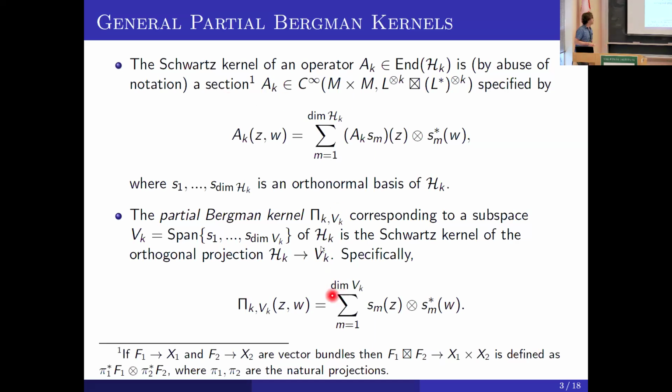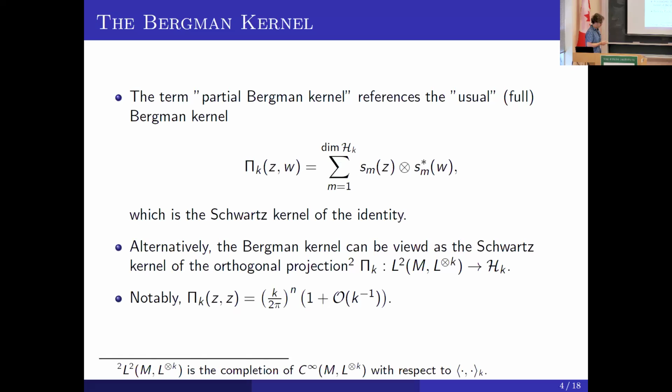And the partial Bergman kernel is just a Schwarz kernel of projection onto a subspace of holomorphic sections. This is a very general definition of a partial Bergman kernel, and so probably it's not very useful in this full generality. I don't think we can say much at this level of generality, so I will restrict to a specific case of partial Bergman kernel.